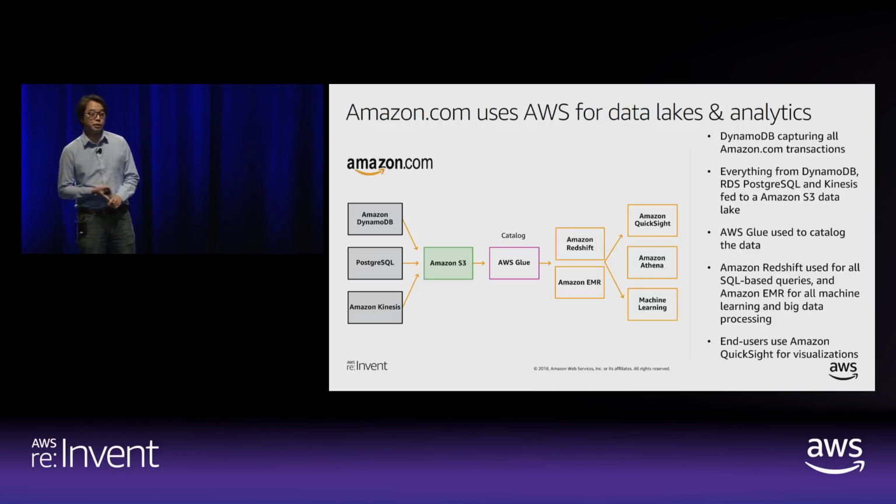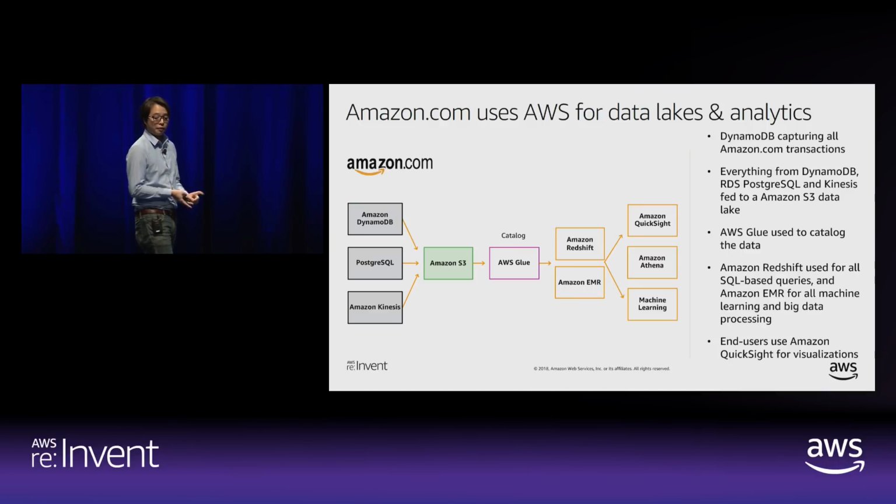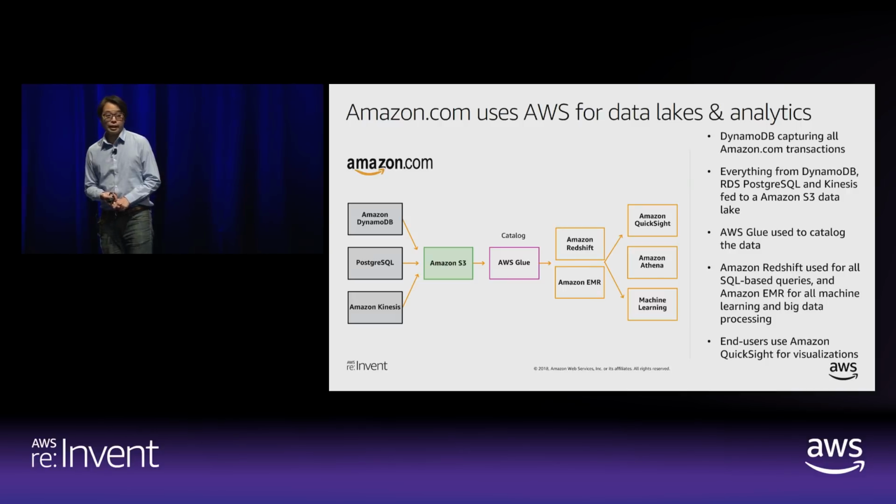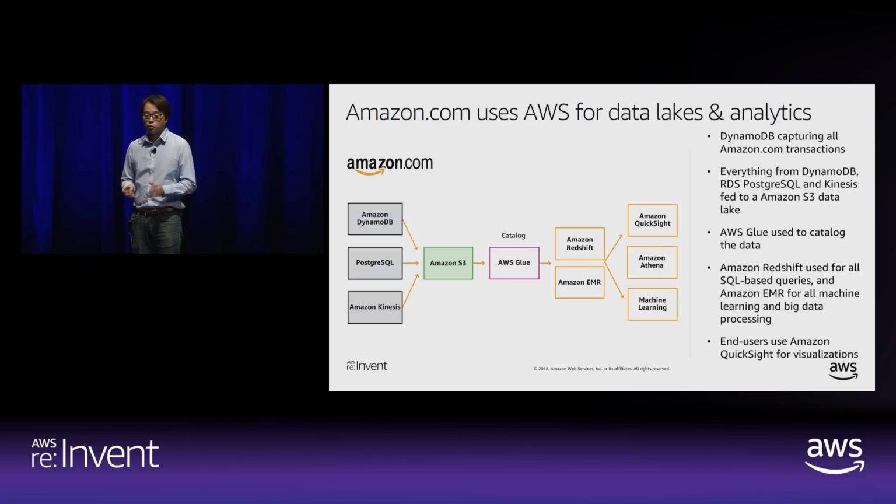They have DynamoDB capturing all the transactions. Everything is fed into a central data lake on S3. Glue is used to catalog the data, and they have two different kinds of workflows, right? They have Redshift for their SQL-based queries, and they have EMR for their more in-depth analytics, machine learning, big data processing, that kind of thing.